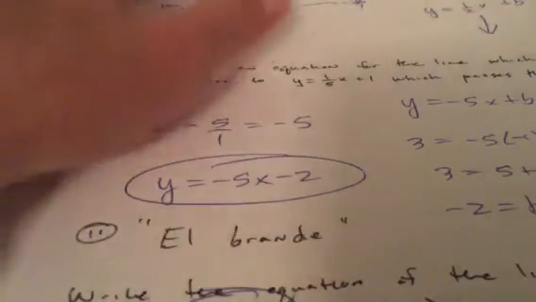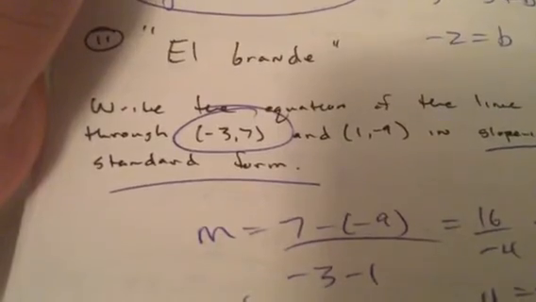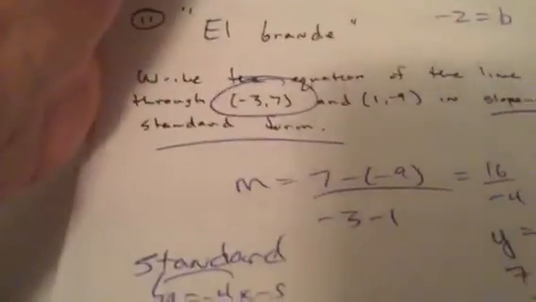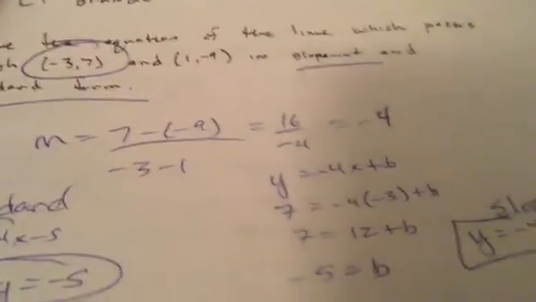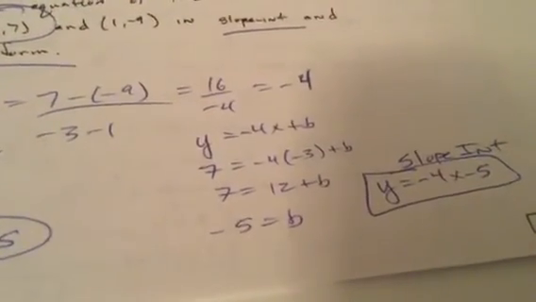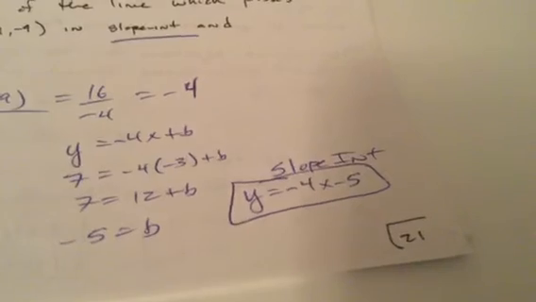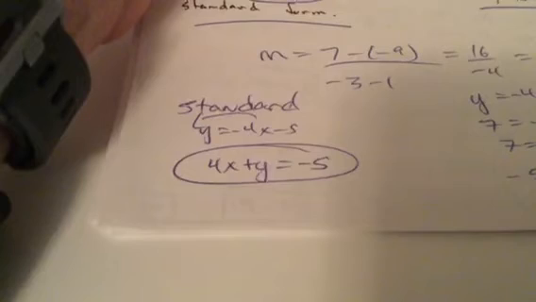And lastly, folks, number 11. Write the equation of the line which passes through negative 3, 7, and 1, negative 9 in slope-intercept and standard form. So let's first figure out the slope. I believe it is a negative 4. So y equals negative 4x plus b. Pick a point that it goes through. I use negative 3, 7. B is a negative 5, so slope-intercept form is that. All you got to do, folks, is move that negative 4x to the right side, and it will be done.